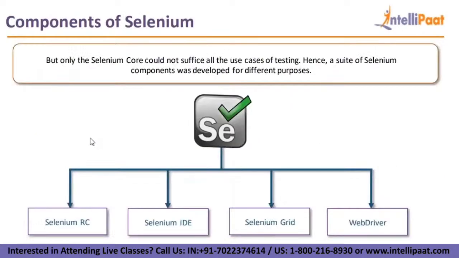So guys, Selenium has these four components. As time progressed, these are the four components which came into Selenium, right? Because Selenium Core, like I said, it could not do the job alone. It had to have helpers. So we have something called as Selenium RC, we have something called as Selenium IDE, Selenium Grid, WebDriver. What are these components and what do they do? We'll understand it. Let's pick them one by one and understand what they're all about.